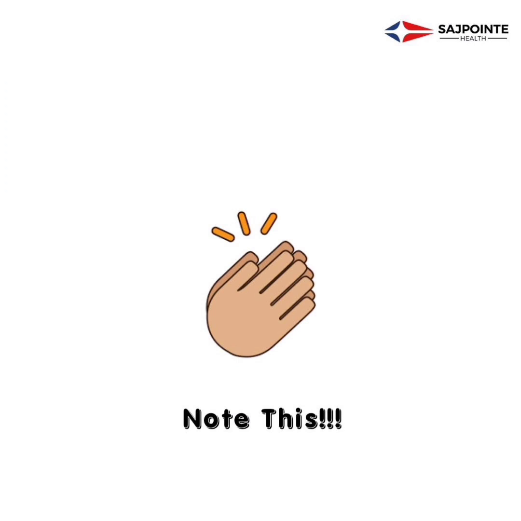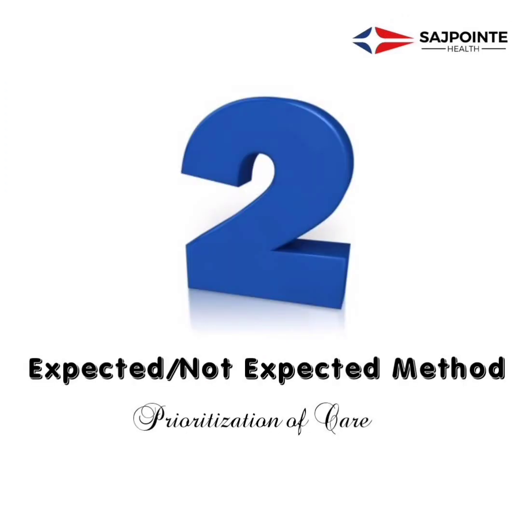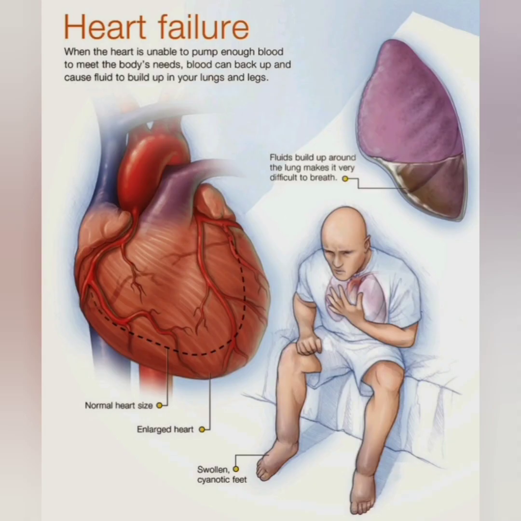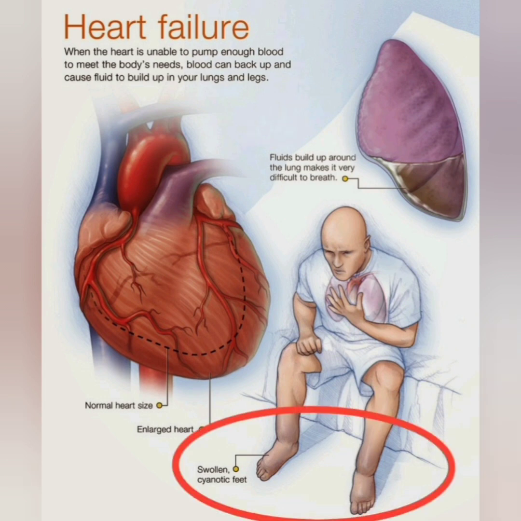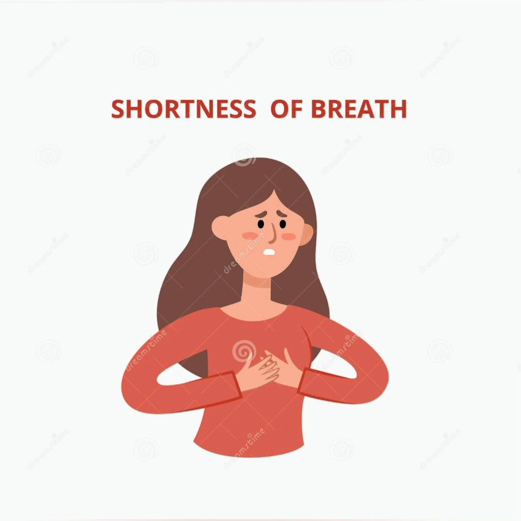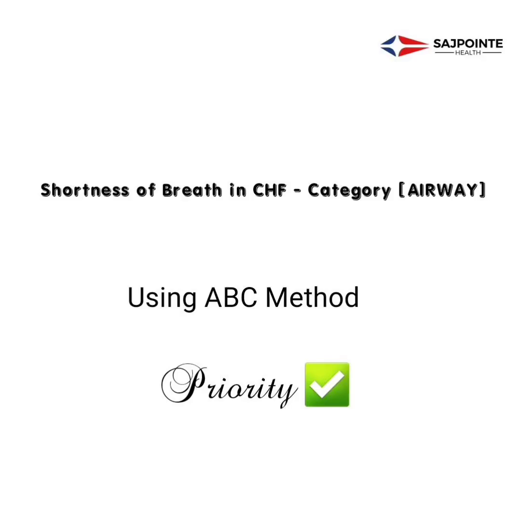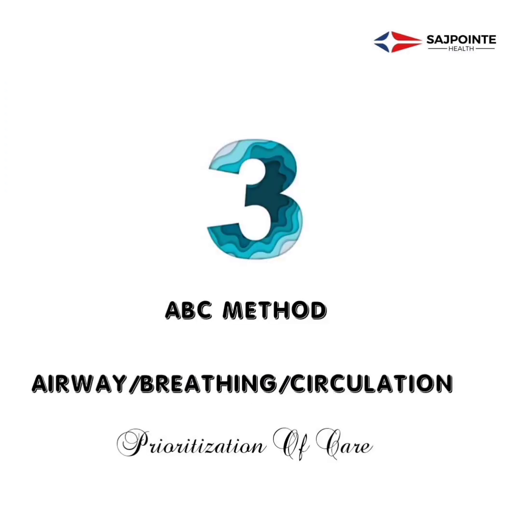But again, we have to note this. Take for instance, using the expected and not expected method, a patient who presents with CHF exacerbation, has swollen legs, is short of breath. These are expected findings, owing to the disease process, what we should expect from a patient with CHF. I won't really be bothered about the swollen legs because it's expected. But for the shortness of breath, which is also expected, I will be bothered, because if I am using the ABC method here, airway will come first, and airway will always be priority.